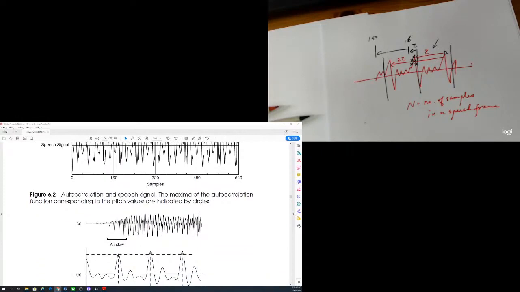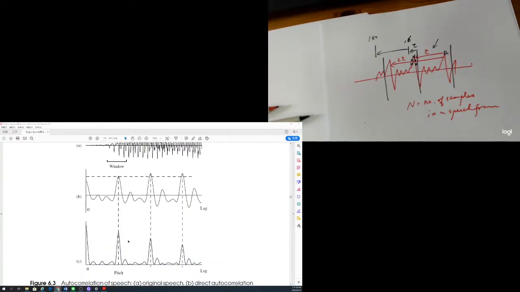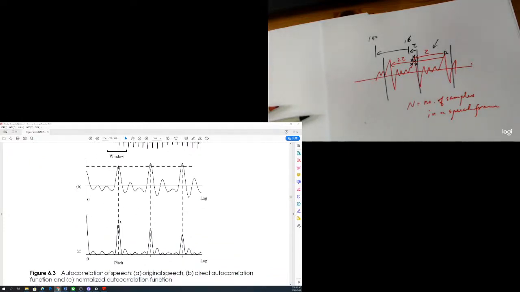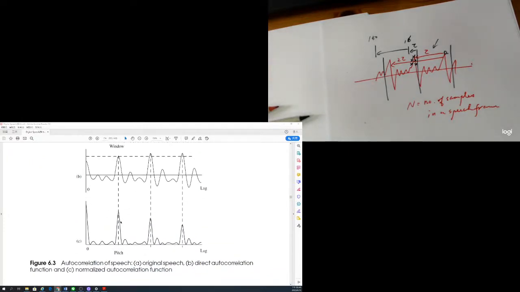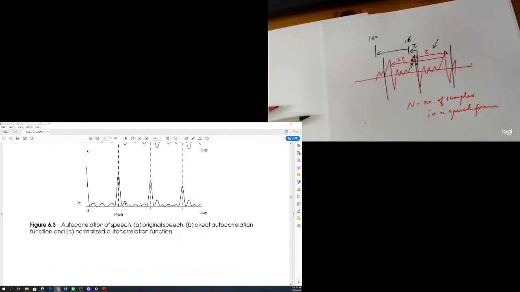So this one is the autocorrelation. If we consider normalized autocorrelation, we consider the energy, so this would look a little bit better. Normalized autocorrelation is not just an autocorrelation; we consider it divided by the energy of that shifting frame, that is, the speech frame energy at that moment.